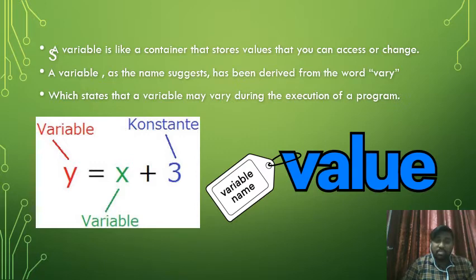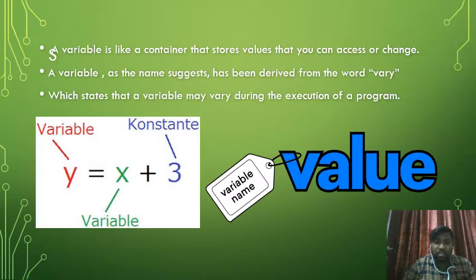A variable is like a container that stores values that you can access or change. It can be any type, it can be any form. For example, we are keeping books in a bag, so the bag is also one kind of variable. And we are storing amount in the bank, so the bank is also one kind of variable. The place where we are storing is known as a variable.